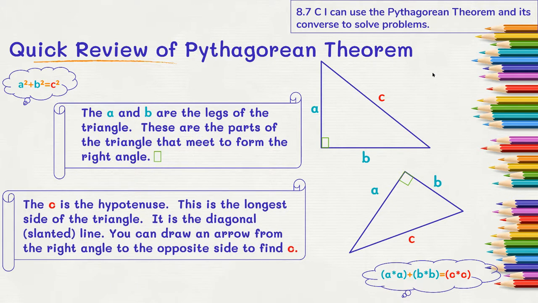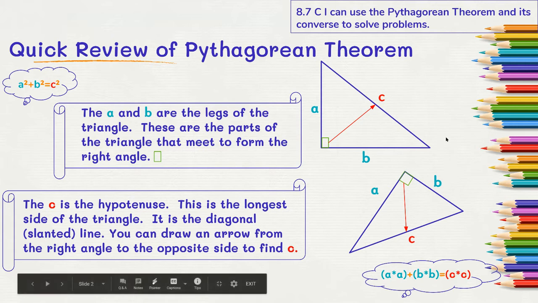So when we look at your c, the c is going to be the hypotenuse. That's the longest side of the triangle always. It's the diagonal or the slanted line. So you can draw an arrow from the right angle to the opposite side in order to find the c if you have a diagram that you're looking at. So when you look at the top one, from the right angle straight across, that's my c. The bottom triangle, from that right angle straight across, and there's my c.